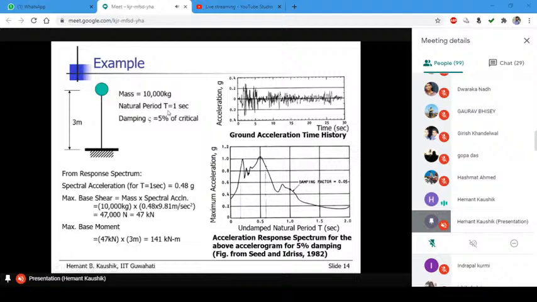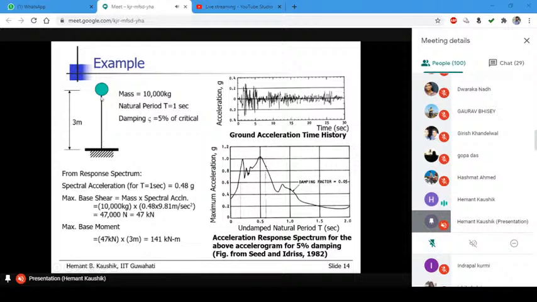The natural period of vibration of this structure, of this system, is 1 second. Damping is given as 5% of the critical, right? If I don't give you this natural period directly, I can give you the height of this system, and I can give you the section properties of this system.